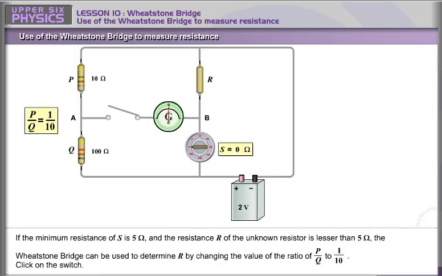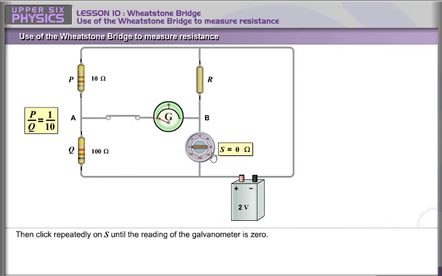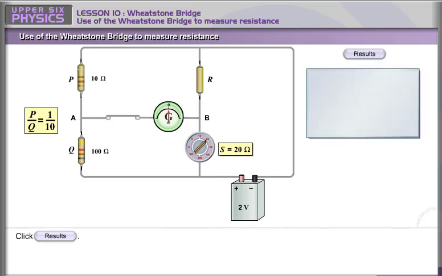If the minimum resistance of S is 5 ohm and the resistance R of the unknown resistor is less than 5 ohm, the Wheatstone Bridge can be used to determine R by changing the value of the ratio of P over Q to 1 over 10. Click on the switch. Then click repeatedly on S until the reading of the galvanometer is 0. Click the result button.